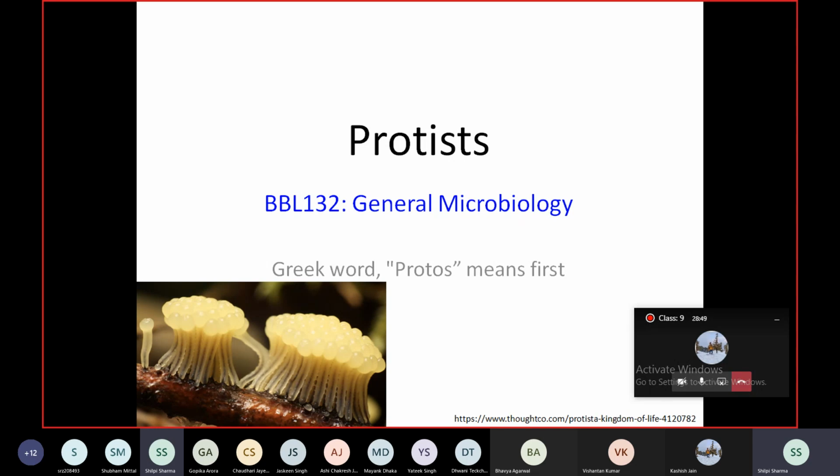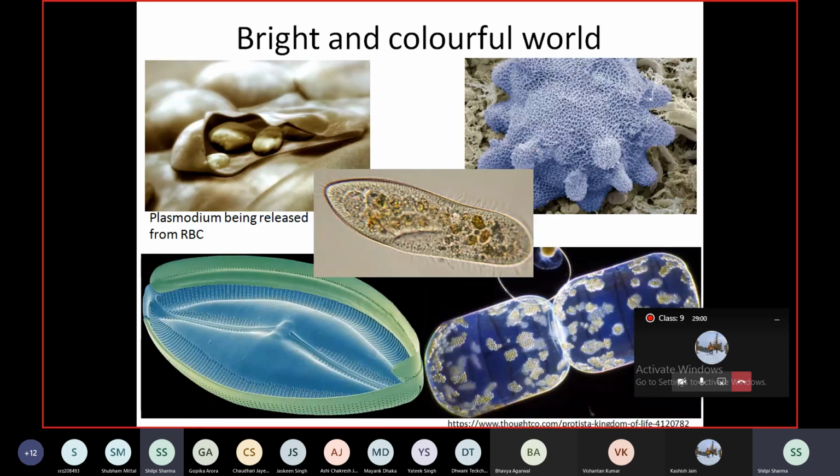They are believed to be the first eukaryotes to evolve, hence the name derived from the word protos, means first. Now, unlike fungi, you will see that they form a bright world with many having photosynthetic pigments. In fact, photosynthesis happens to be one of the pivotal roles of Protista. These pigments contribute to their colors, and also you have a lot of ornamentation here, beautiful walls if you can see of different kinds of material.